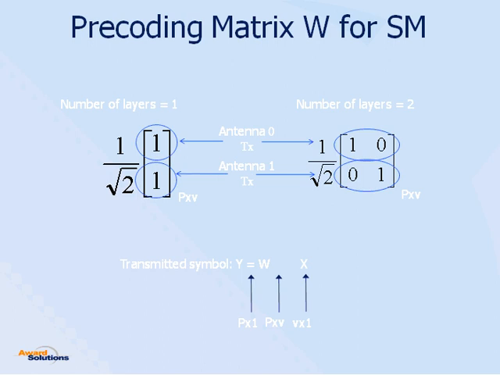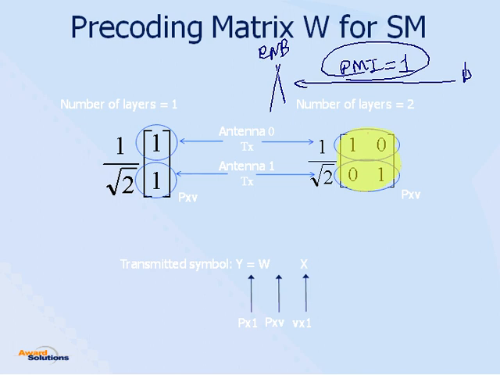Okay, someone says that I want to use this pre-coding matrix. So let's say the PMI value is 1, and that PMI value goes to the E node B. That PMI corresponds to a specific matrix defined in the standard. Different PMI numbers correspond to different matrices defined in the standard. So for the sake of this example, PMI 1 corresponds to this specific pre-coding matrix.